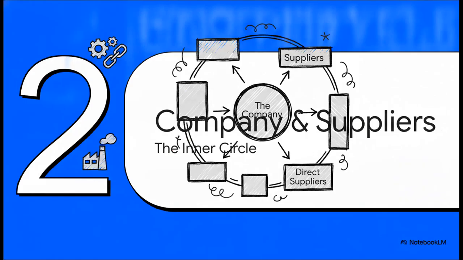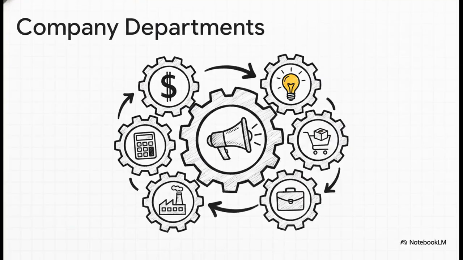Section 2. The company and suppliers. Let's look inside that inner circle. Now, inside the company itself, marketing doesn't just happen in a vacuum, right? When they're drawing up marketing plans, management has to actively consider all the other groups within the company. I'm talking finance, research and development, purchasing, manufacturing, accounting, and of course, top management. Marketing managers absolutely have to work hand in hand with all these internal departments because collectively, they heavily impact the success of any marketing action.